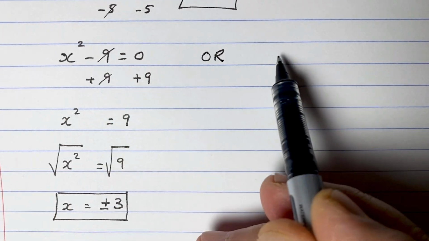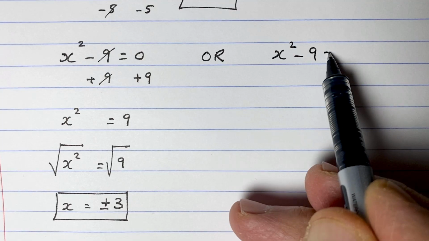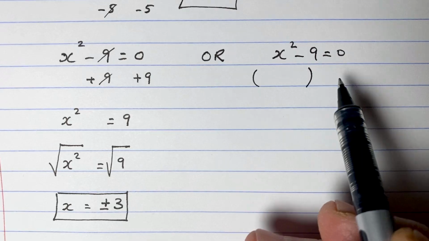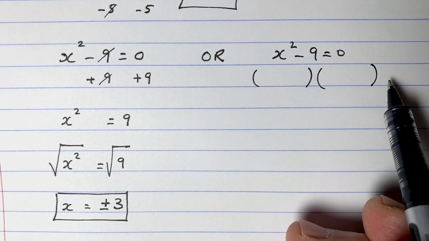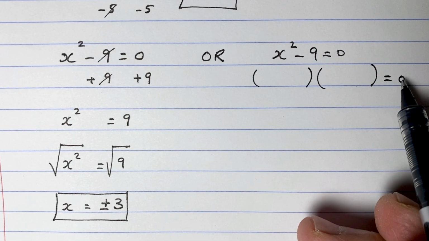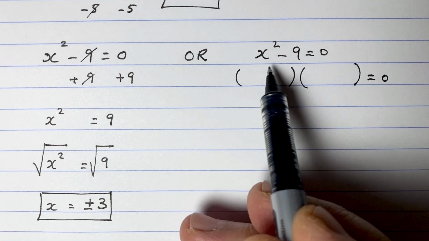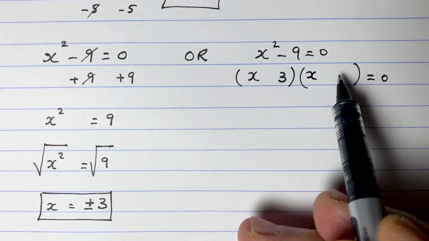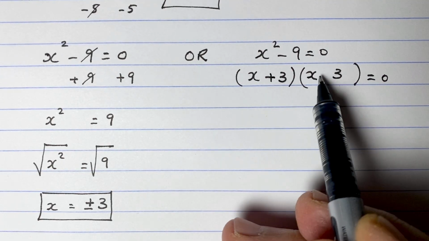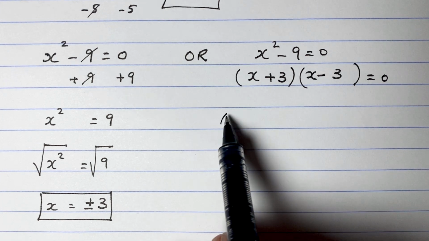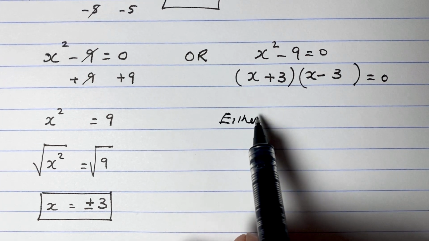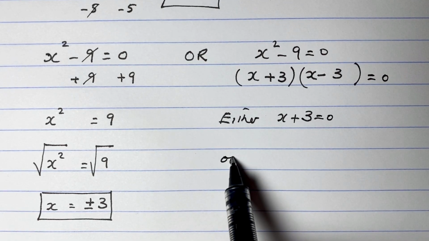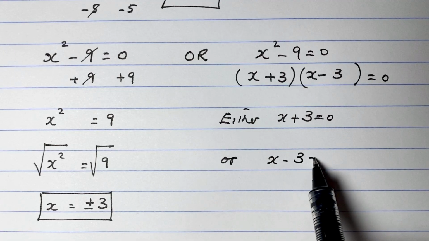Or you could have factorized x squared minus 9. If you remember, I said when you have two terms with a minus between, it can be factorized. Don't forget your equals 0 here. Plus between, minus between. So we can say either x plus 3 equals 0 or x minus 3 equals 0.